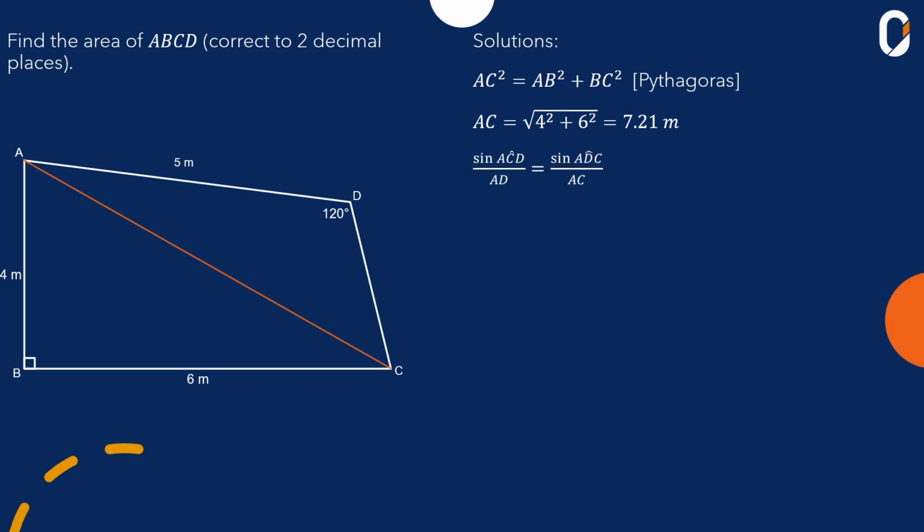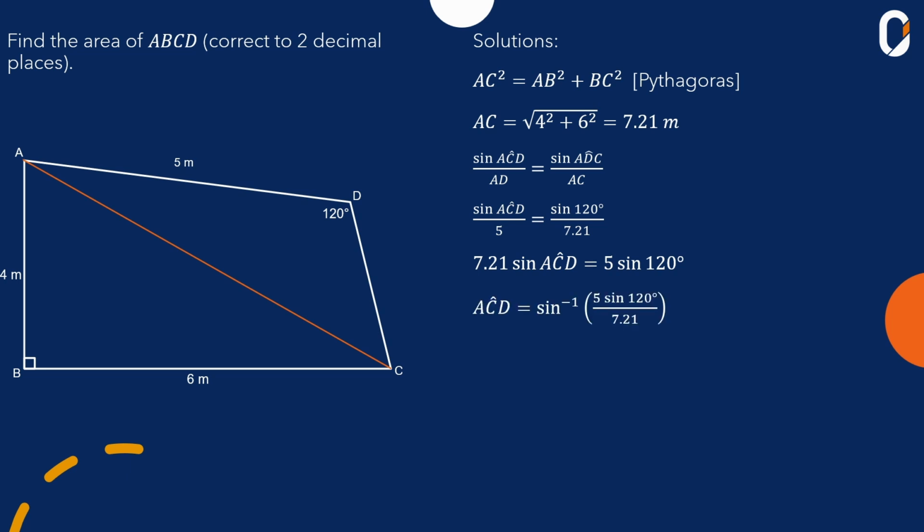Moving on to triangle ADC, the non-right-angled triangle now. There I'm going to apply the sine rule. That is, sine of angle ACD over AD is equal to sine of angle ADC all over AC, because I know that AD subtends angle ACD and AC subtends angle ADC. Substituting in those values, I'll have sine ACD over 5 is equal to sine 120 degrees divided by 7.21. Cross multiplying, I'll have 7.21 sine ACD is equal to 5 sine of 120 degrees.